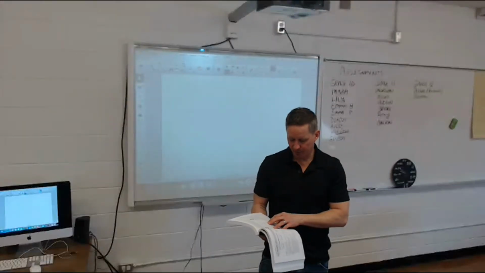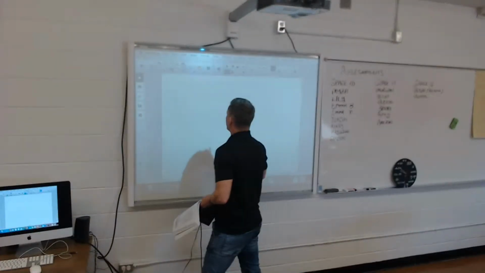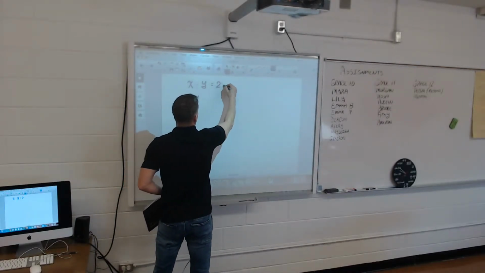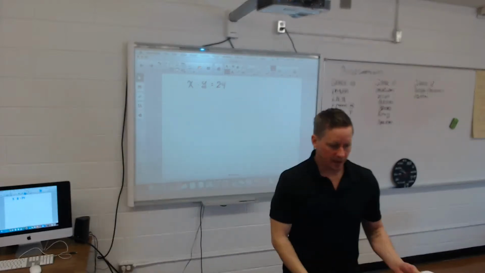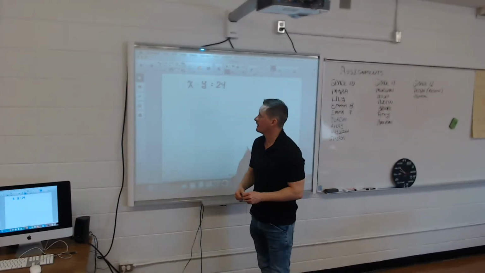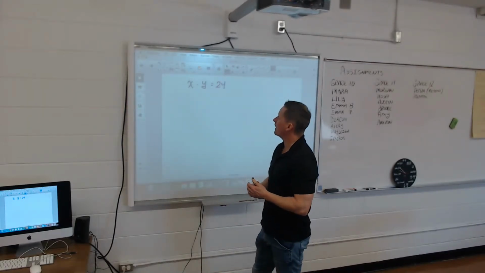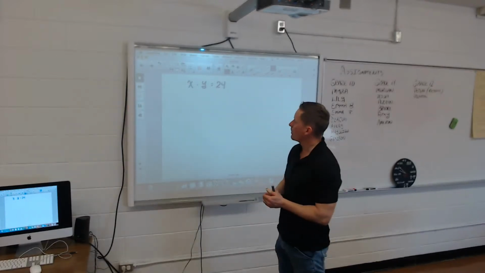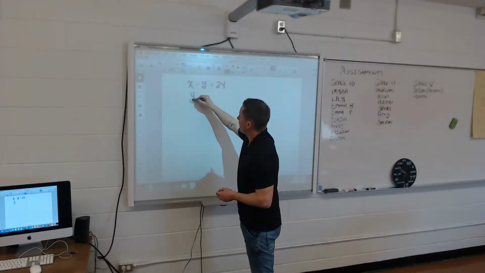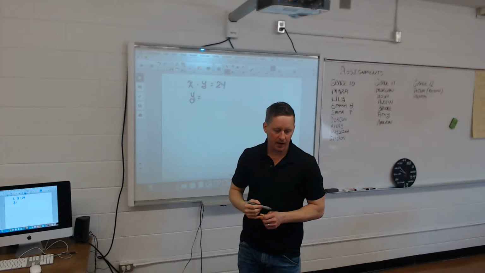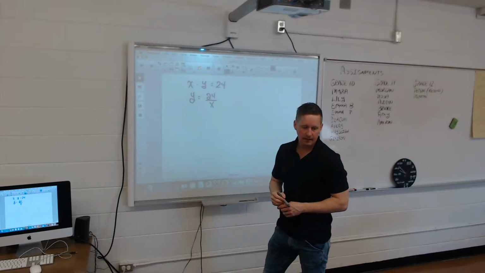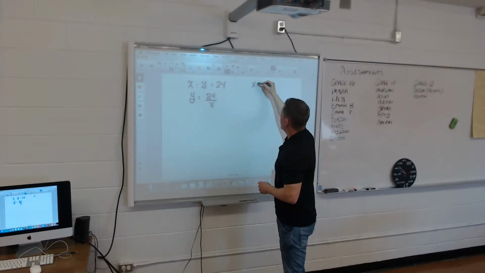Two positive numbers whose product is 24. Okay, so this one's a little different, because it's not necessarily a straight line, but here's how we do this. So we've got x times y, so those are the two positive numbers. We times them, and that gives us 24, right? So if I make y my dependent variable, I go y equals 24 divided by x, like that, right?